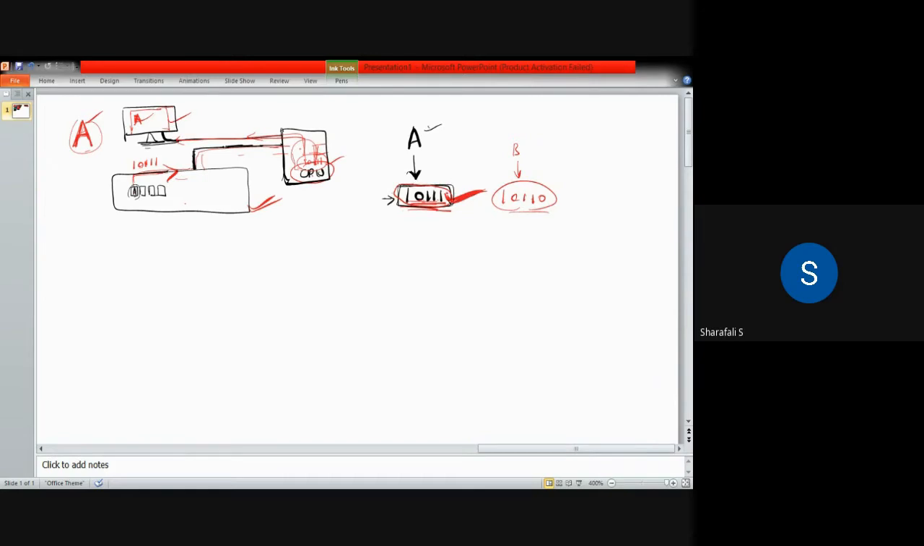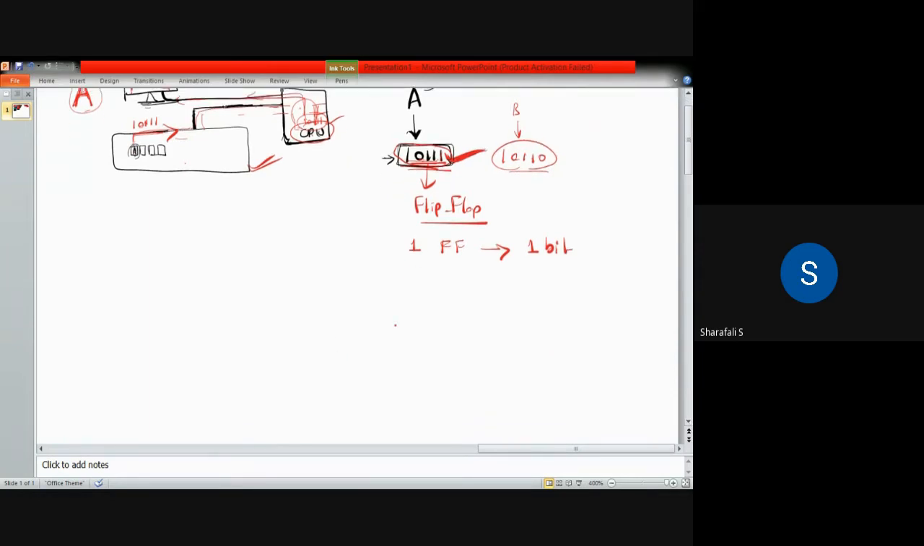But as I said, 10111 is a binary code. If you want to store this, we have different kinds of memory devices. One such device is called a flip-flop. In a flip-flop, you can store one bit of information. So if you have one flip-flop, then you can store one bit.